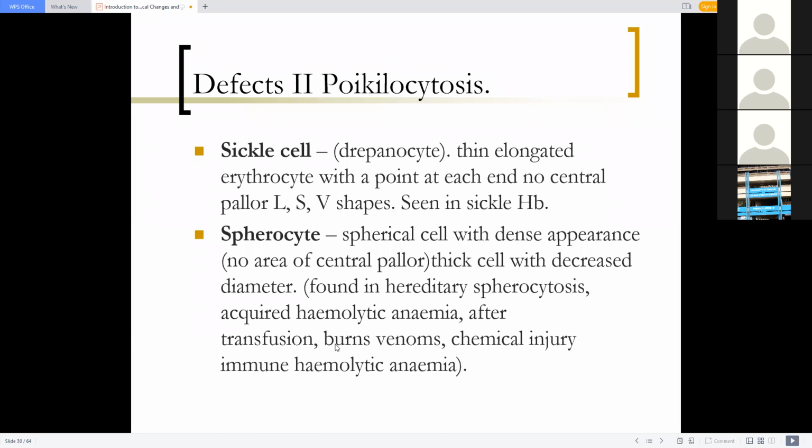So spherocytes, I'm going to show you a picture of that, are cells that don't have an area of central pallor. So they occur like spheres. On a 2-dimension, they look like cells that don't have an area of central pallor. In a 3-dimension, it's like a spherical, it's like a ball, right? So as opposed to the normal biconcave, it occurs like a sphere, like a ball, right?